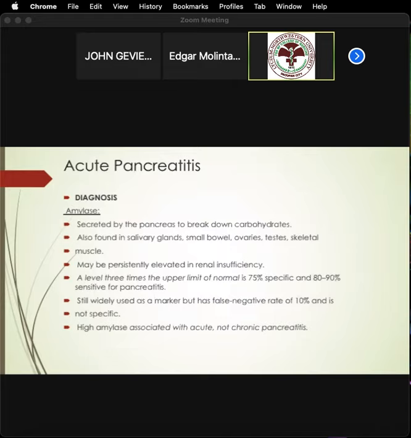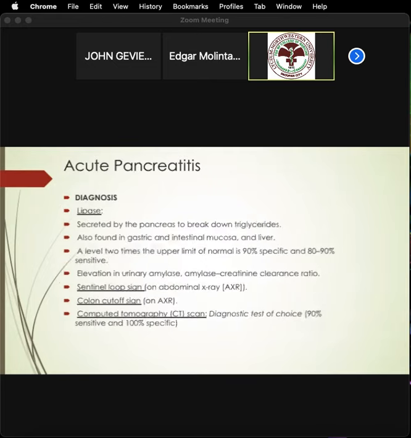It is still widely used because it's more commonly available than lipase, but high amylase is associated with acute, not chronic pancreatitis.